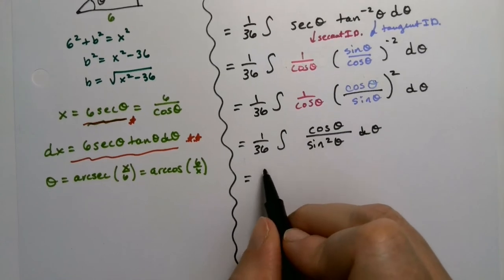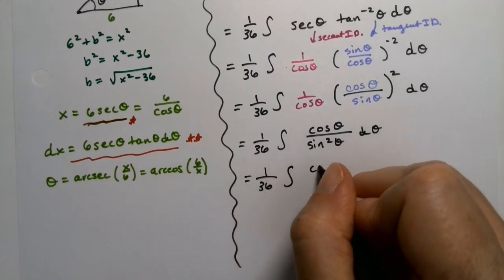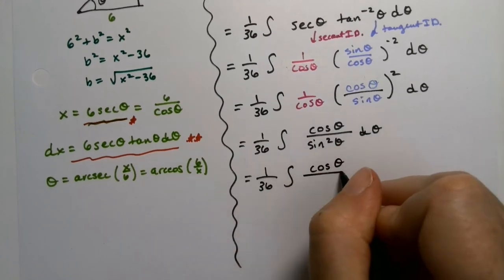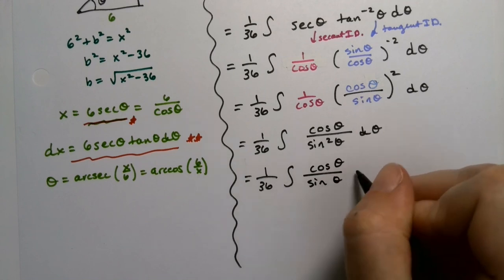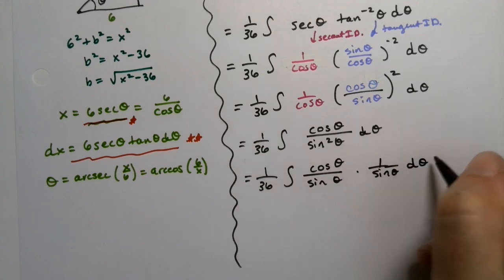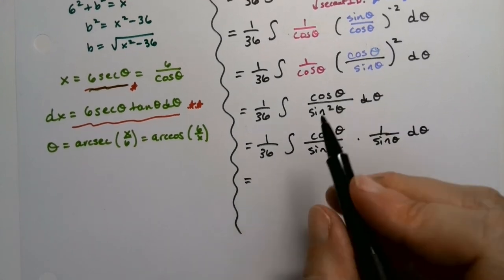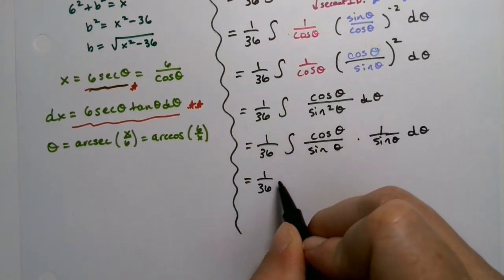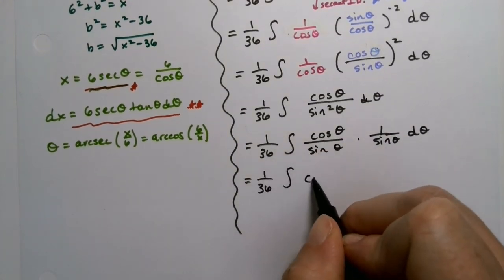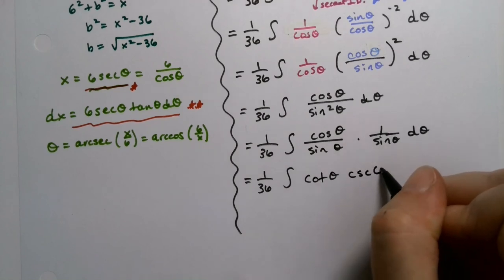And then if you remember, we learned a trick for these. I mean, if all else fails, try rewriting it as cosine of theta over sine of theta times 1 over sine of theta. Well, no u sub immediately comes to mind, but I do know that cosine over sine is cotangent of theta, and 1 over sine is cosecant of theta.